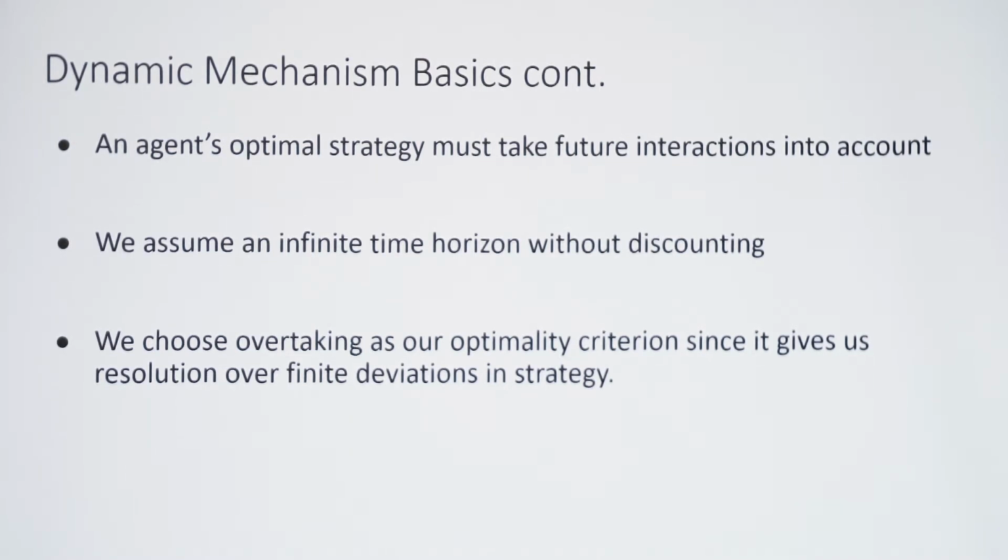This just means that the interactions between the food pantries and food banks have no end in sight, and a food pantry values the food they're going to receive today as much as the food they'll receive 3 weeks from now. And we're left with a few choices of optimality criterion in the infinite time horizon setting, and we choose the overtaking criterion. And we choose this just because it gives us resolution over finite deviations in strategy.